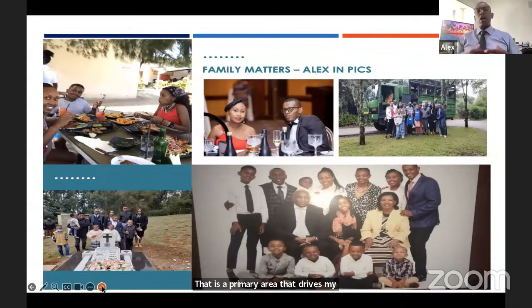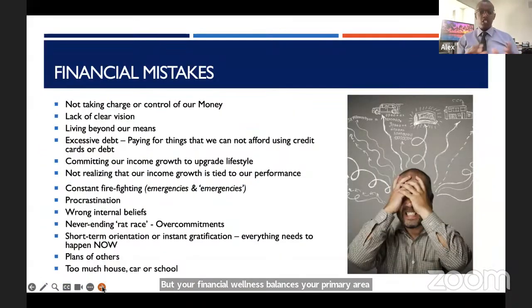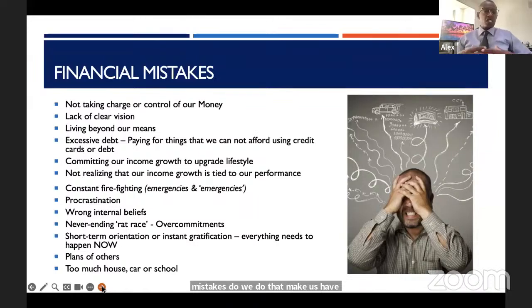And the question is, what are you doing in all these areas to ensure that you have wellness, so that when you are feeling stressed, it tends to be one of these areas? Is it from home? Is it maybe even from work? Is it from your social space? Is it church? But your financial wellness balances your primary area, which is within the family space. And what kind of mistakes do we make that put us out of wellness, out of balance? Essentially, not taking control of your money.